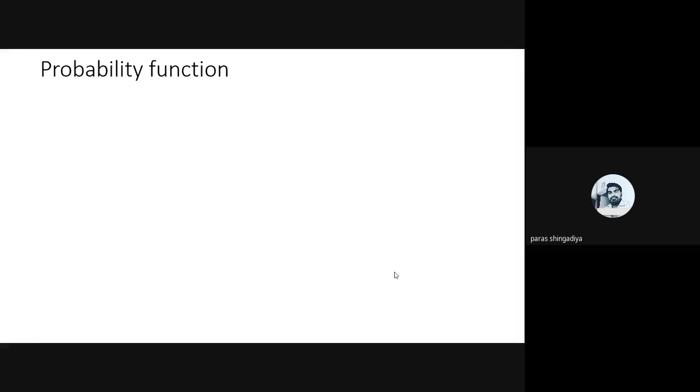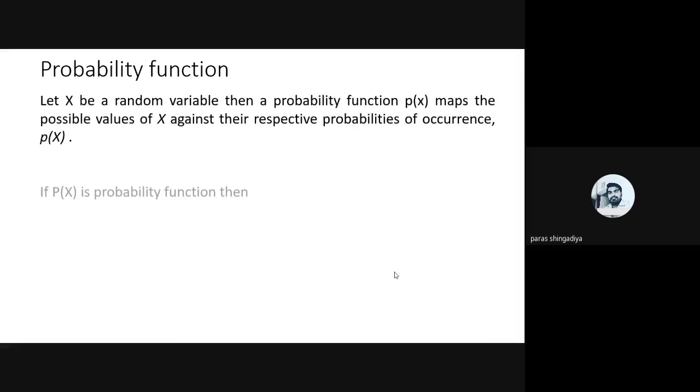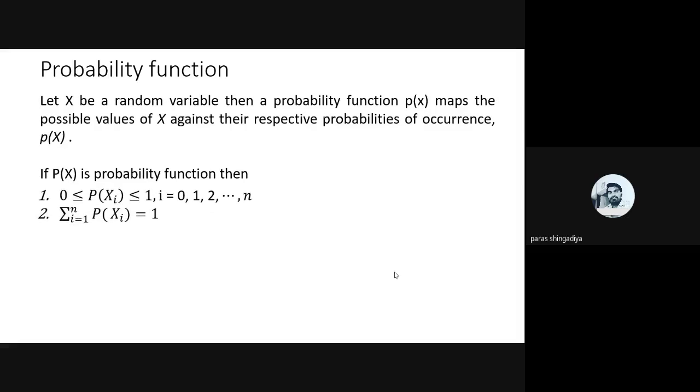Which condition is to be checked here? There are two conditions. X is a random variable, and the probability function p of x maps the possible values of x to the respective probability of occurrence, p of x. Clear? So what is the first condition to say p of x is a probability function? The probability at any x, meaning probability for x equal to 0, x equal to 1, x equal to 2, x equal to 3 and so on, should be between 0 and 1.